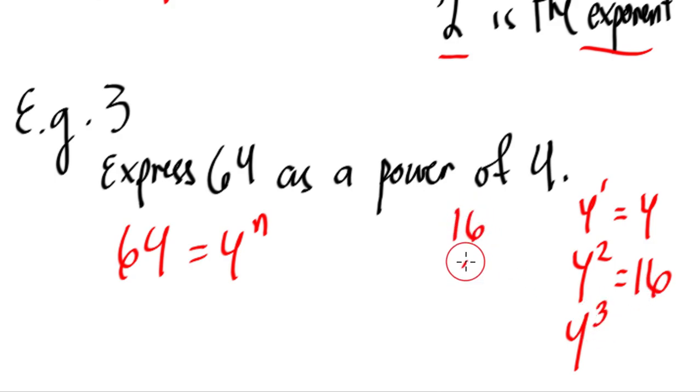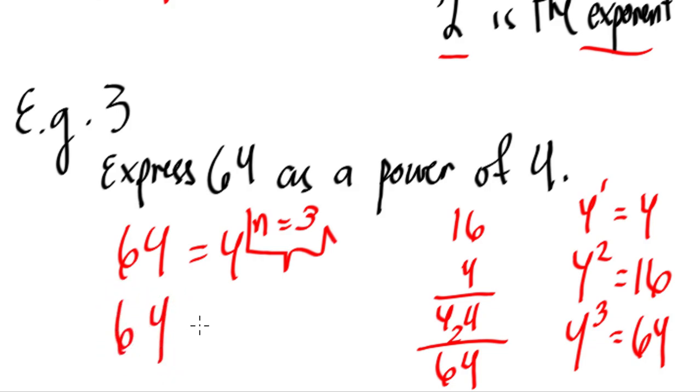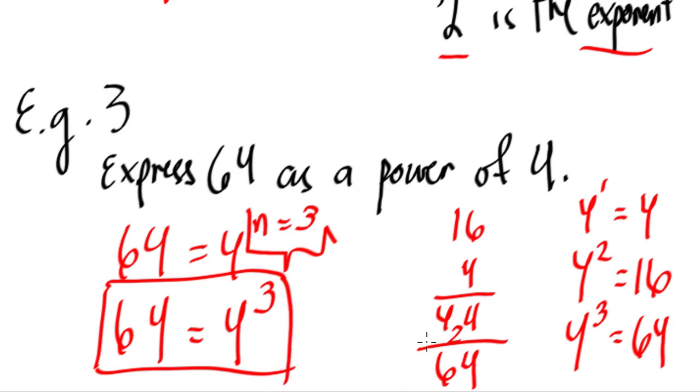Let's do that if you haven't tried it yet. 6 times 4 is 24, and that gives us 64, and voila, here is what we're looking for. So 4 cubed is equal to 64. Therefore, our n here is equal to 3. So we say that 64 is equal to 4 raised to 3. This is how we express 64 as a power of 4.